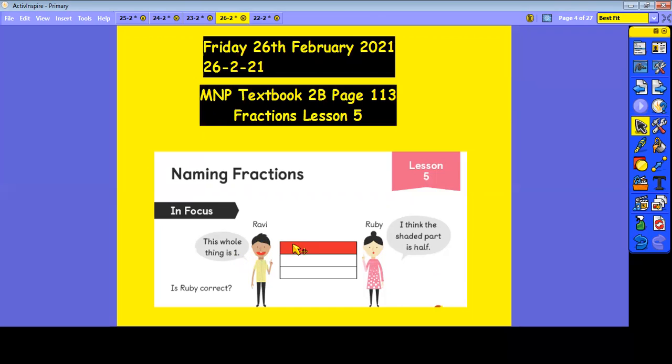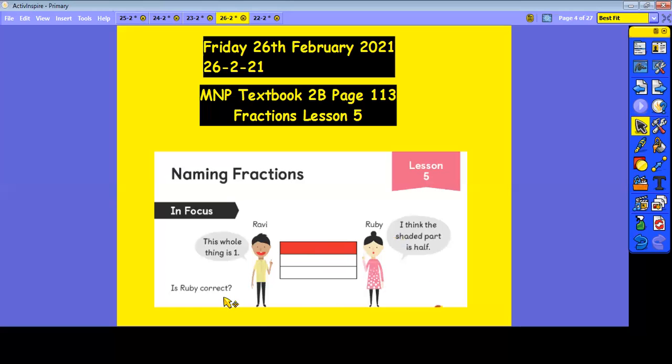Ravi says this whole thing, and by that he means this large rectangle here, is 1. So this whole rectangle represents one whole. Ruby says, I think the shaded part is half. So she thinks that that red section there represents 1/2 of the shape that's been shaded red.